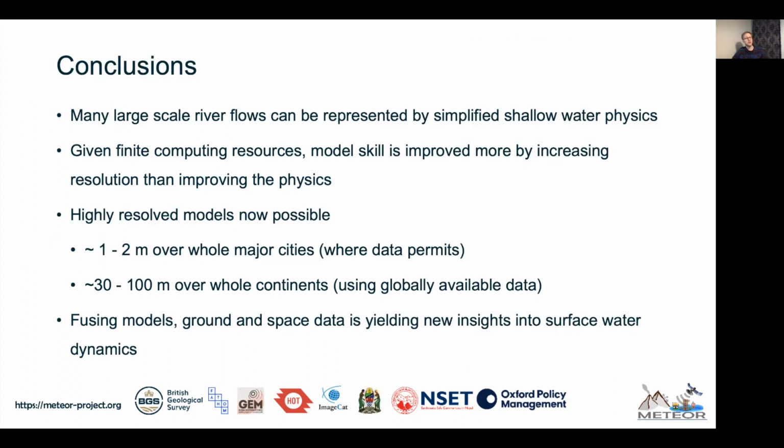So the conclusions of the last 20 or so years worth of research is that actually many large-scale river flows can be represented very successfully by simplified shallow water physics, and that given the finite computing resources that we all always have, model skill is improved more by increasing resolution than it is by improving the physics within the model.